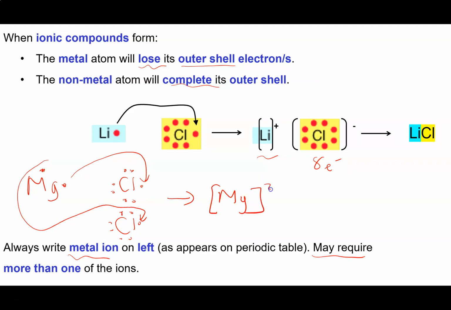In this case, the magnesium will be 2+ because it lost 2 electrons, and then we've got 2 chlorines, each gained 1 electron, so they're -1. And the convention is when you have multiple of an atom or ion, you tend to stack them vertically, just like that. Alright, so sometimes you need more than one of your anion or cation. Sometimes you need more than one of both your anion and cation.